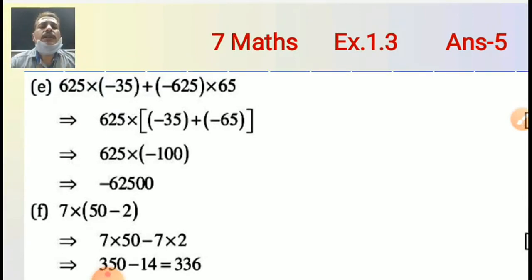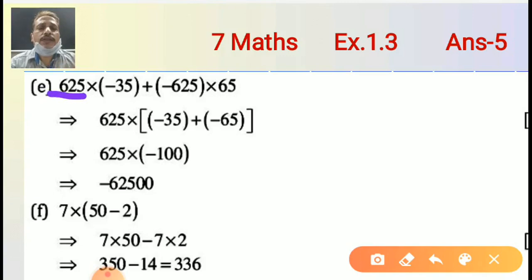625 multiplied by 35 plus minus 65, because here 625 is common in both numbers. Yes. Then inside there will be a minus left, and here also minus, because we took out the 625 but we did not take out the minus sign. Okay, 35 and 65 both are negative numbers which give us minus 100. Yes, 100 into 625 gives us 62,500.